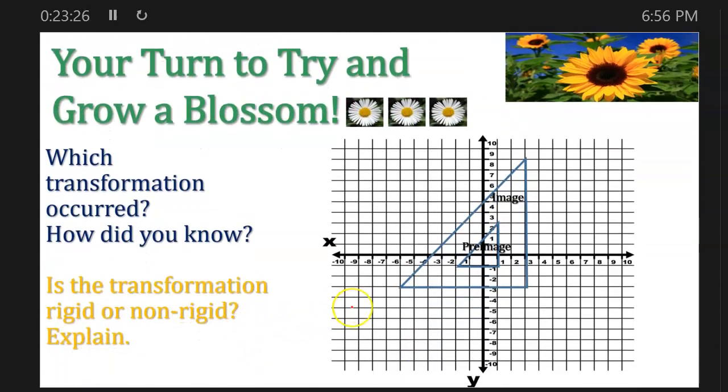Your turn to try and grow a third blossom. So pause the video and I will count to 3. 1, 2, 3. So which transformation occurred and how did we know?